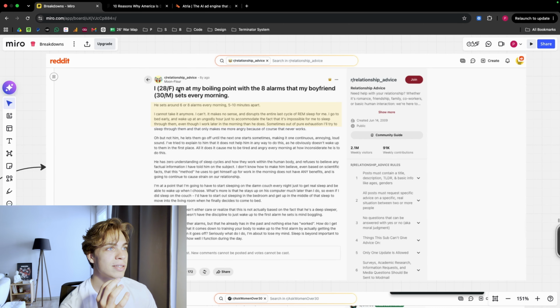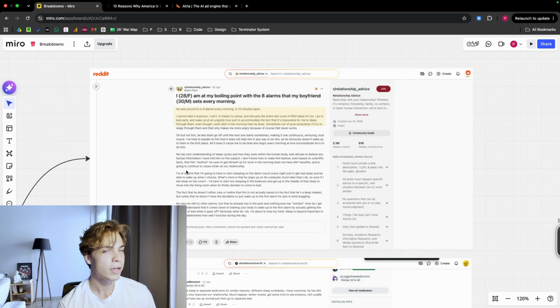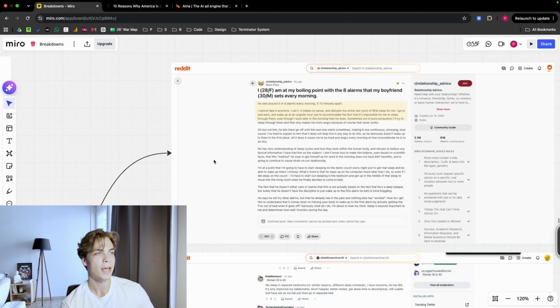On Reddit, someone literally posted this on a forum, right? For example, "I am at my boiling point with 8 alarms that my boyfriend sets every morning. He sets around 6 or 8 alarms every morning, 5 to 10 minutes apart. I cannot take it anymore. It makes no sense. It disrupts the REM cycle for me. I go to bed early and wake up at an ungodly hour just to accommodate." She just says how unhappy she is with that, right?